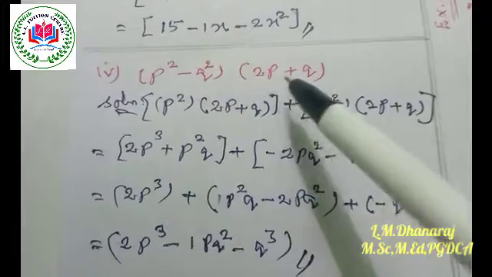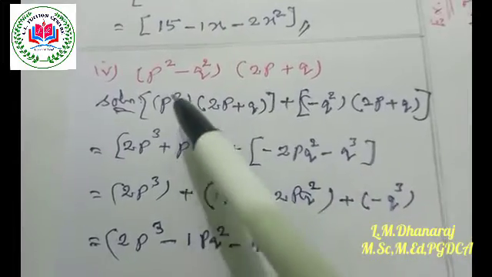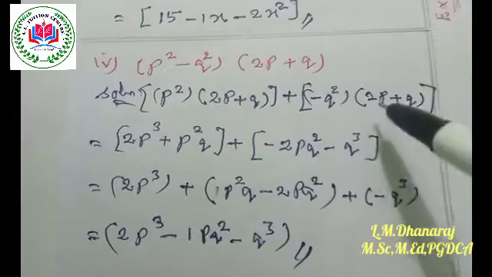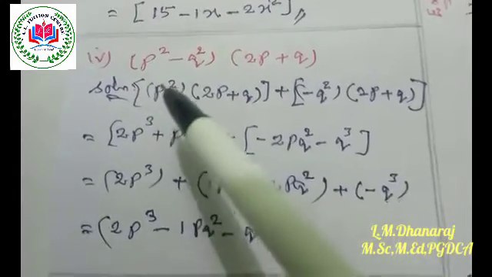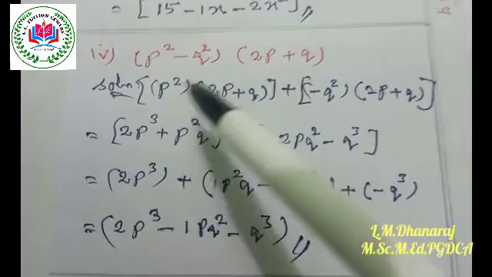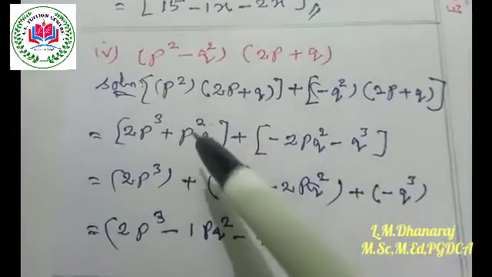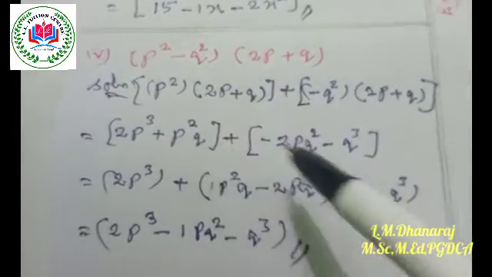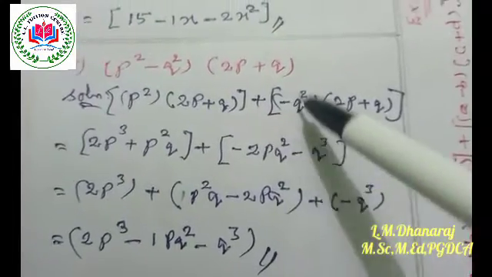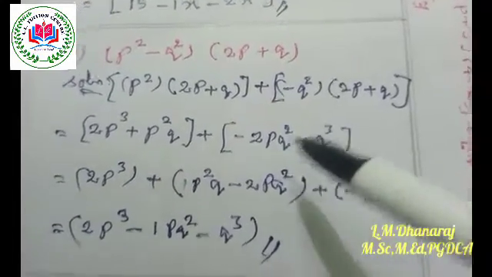Division: p square minus q square into 2p plus q. So p square into 2p plus q, plus minus q square into 2p plus q. So when we multiply p square into 2p is 2p power 3. Next p square into q is p square q, plus minus q square into 2p is minus 2pq square. Minus q square into q is minus q cube.